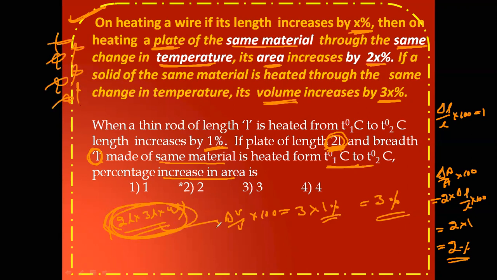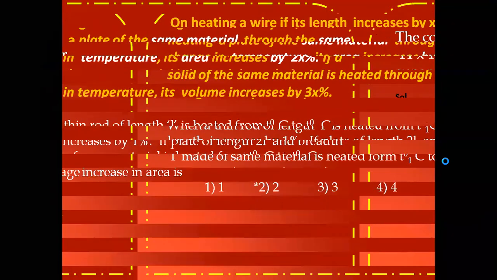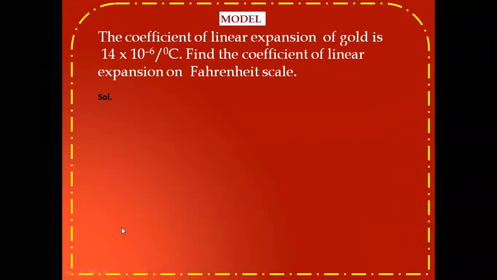Okay. Right. Now, next, let's move on to the next point. This is a very simple one. You know very well, the coefficient of linear expansion, alpha value, depends on what? Alpha value depends on the nature of the material and the scale of temperature. Based on which type of temperature scale we are using, this depends.